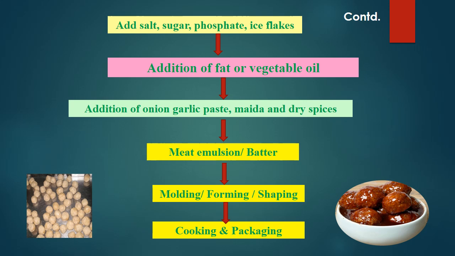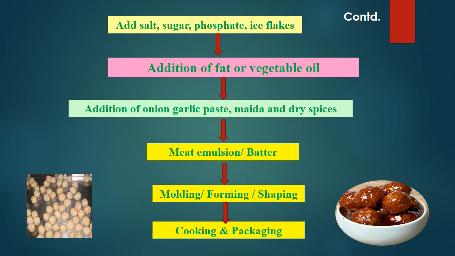So this will help in extracting the salt soluble proteins and makes a slurry semi solid matrix. Now we can add the fat or vegetable oil to mix and make an emulsion or a kind of basic batter. Over that, the onion, garlic or other seasoning agents, binders and spices are added, and then we can get a batter.